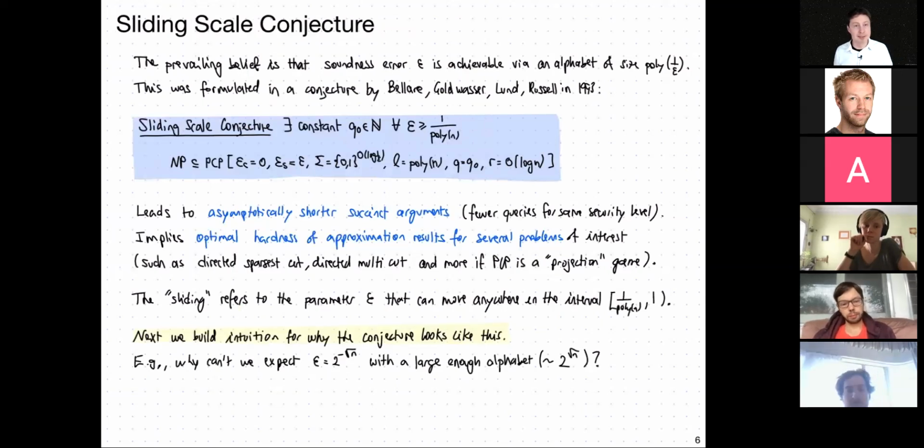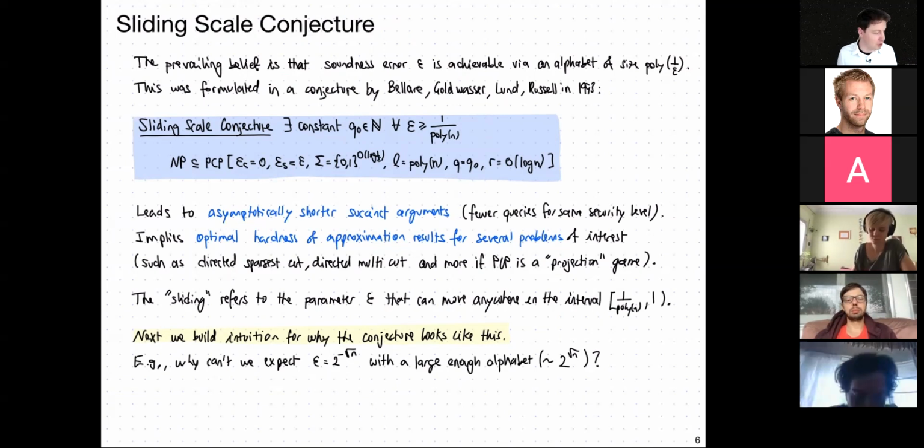Any questions about this slide? So basically, the main point I would like you to take away today is that PCPs, and as we will see also IOPs, on their own with constant soundness and constant query complexity, will at best give you 1 over poly soundness error, period, regardless of the size of the alphabet. Okay, this is an important feature, or limitation, that unfortunately they must satisfy.